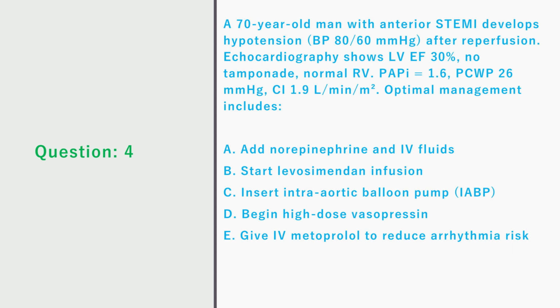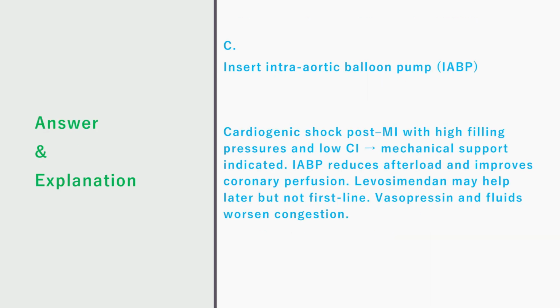B. Start levosimendan infusion. C. Insert intra-aortic balloon pump. D. Begin high-dose vasopressin. E. Give intravenous metoprolol to reduce arrhythmia risk. Correct answer is C. Insert intra-aortic balloon pump.